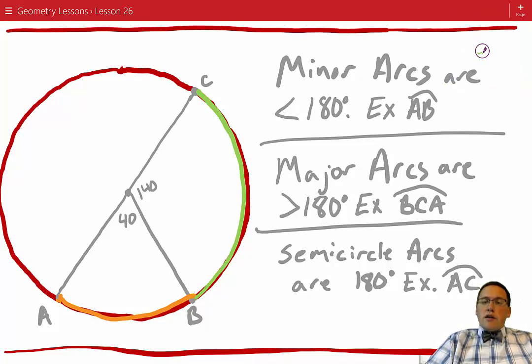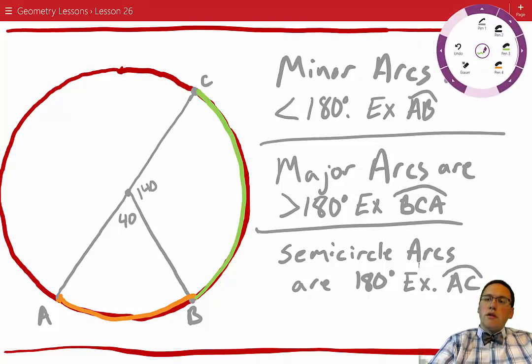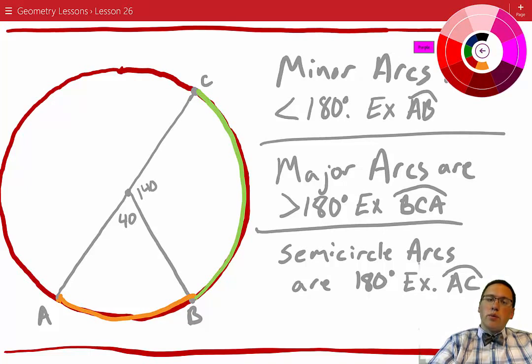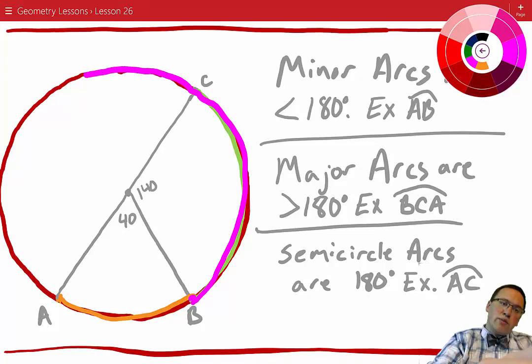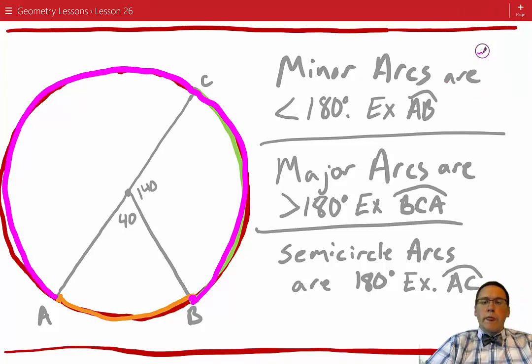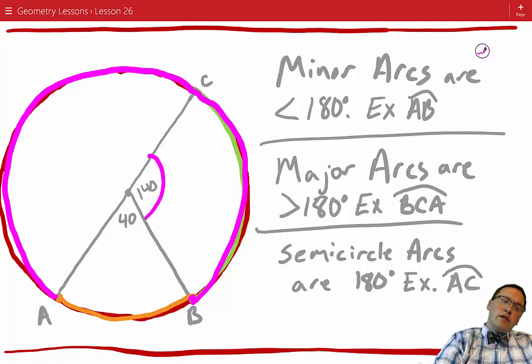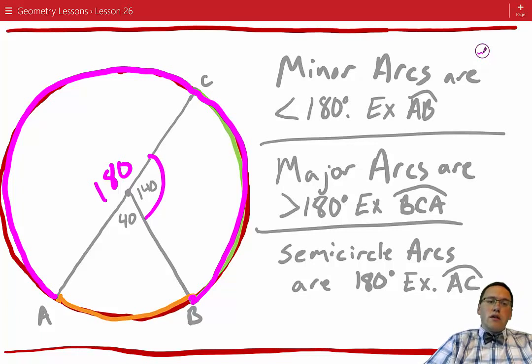A major arc is an arc that is greater than 180 degrees. For example, BCA. So if I take a different color here, BCA starts at B, goes through C, and goes back around to A. Okay, if this angle is 140 and this is another 180, together that would be 320, which would be the arc measure of that major arc, which is much more than 180 degrees.